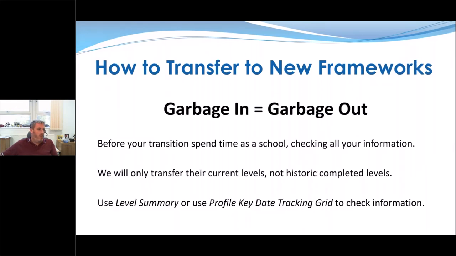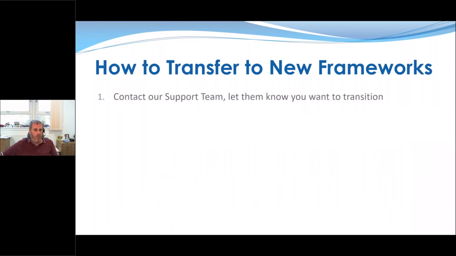So rather than diving in and transitioning as soon as possible, spend some time as a school checking through all your data. You use either the level summary, or if you have CSAM, use the profile key date tracking grid just to have a look at their current levels. Do you have any children who are somehow on P1? Or do you have children who've made 7 levels progress? Have a good look at your data before you start that transition process. The real how to transfer is quite easy.